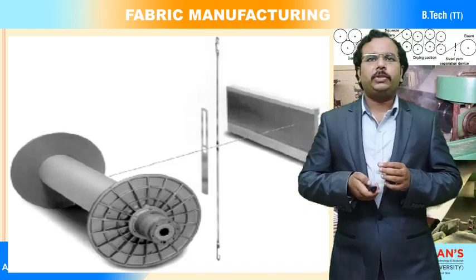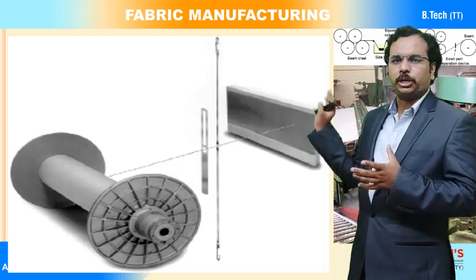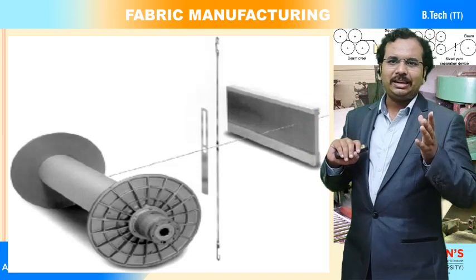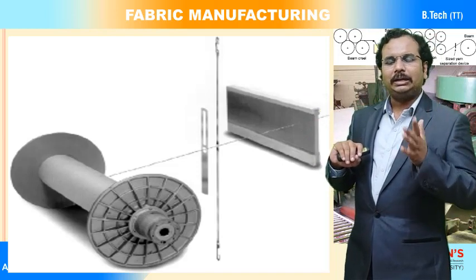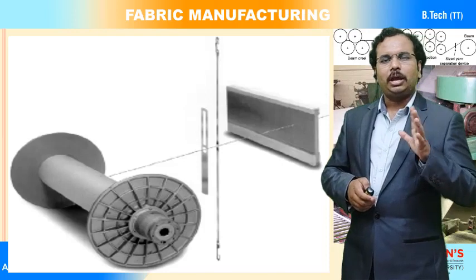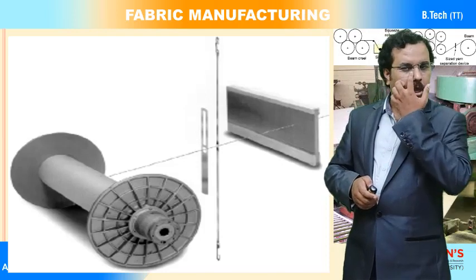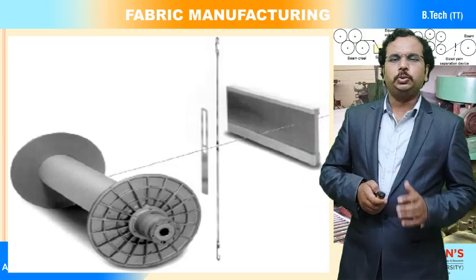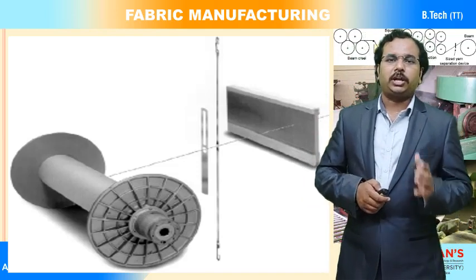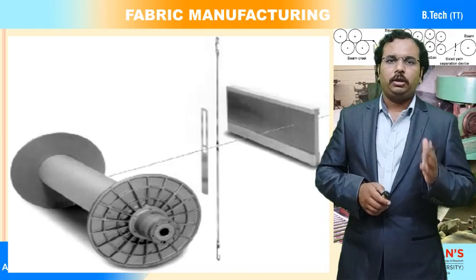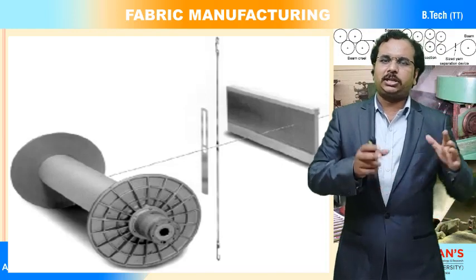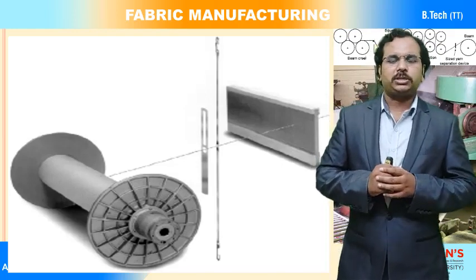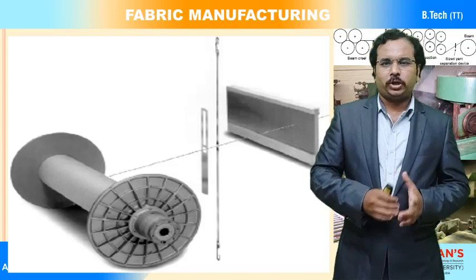So this total two-step process is the drawing-in and denting process. These are the two steps which are generally used for a new style or a new beam. If we are starting the weaving process for the first time, this two-step process has to be followed.